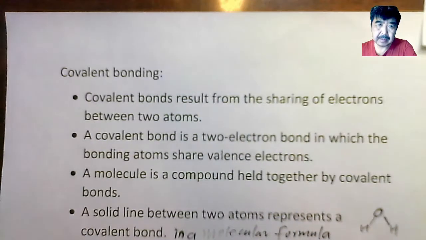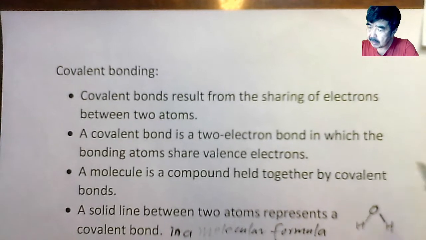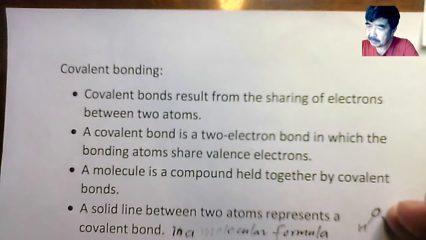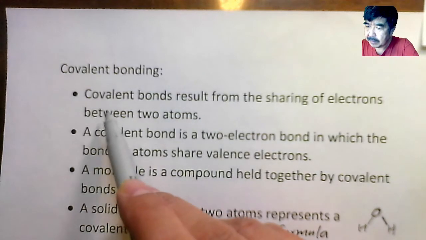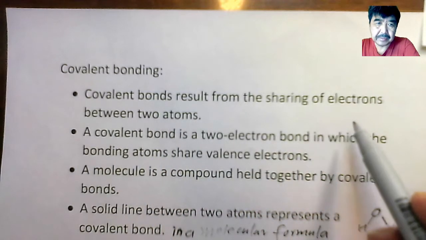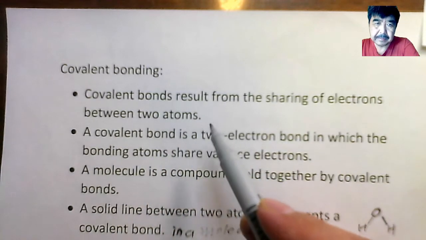Okay, let's take a look at covalent bonding. First, let's take a look at some features of covalent bonding. The first one: covalent bonds result from sharing electrons between two atoms.